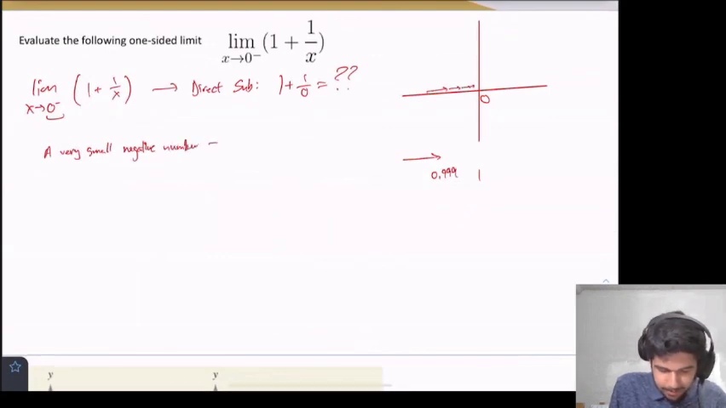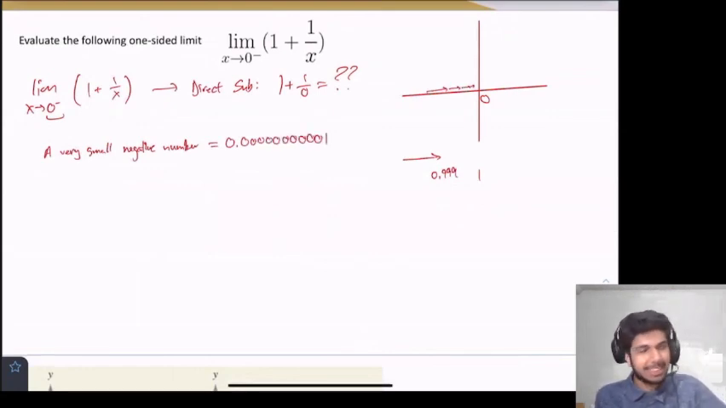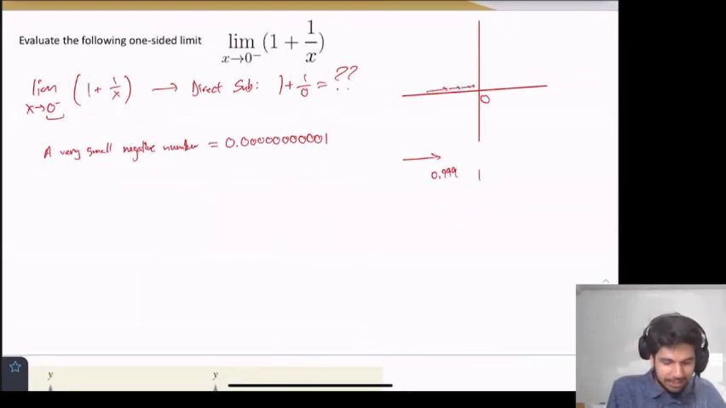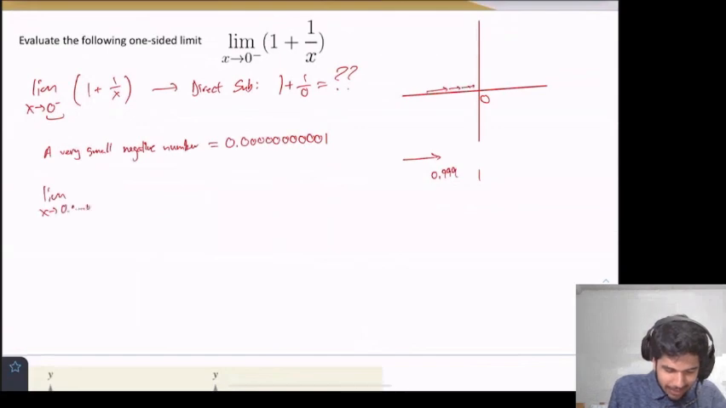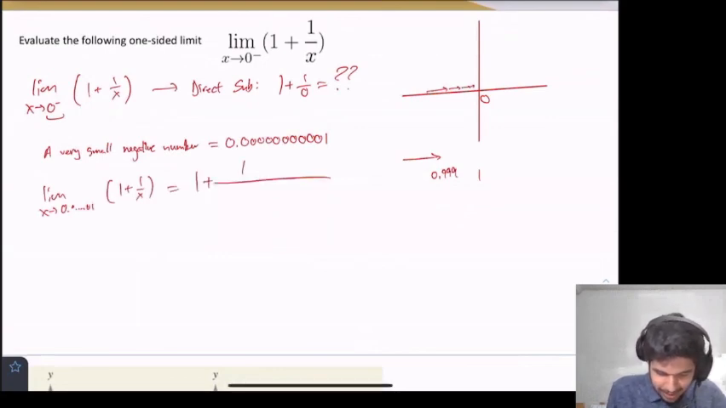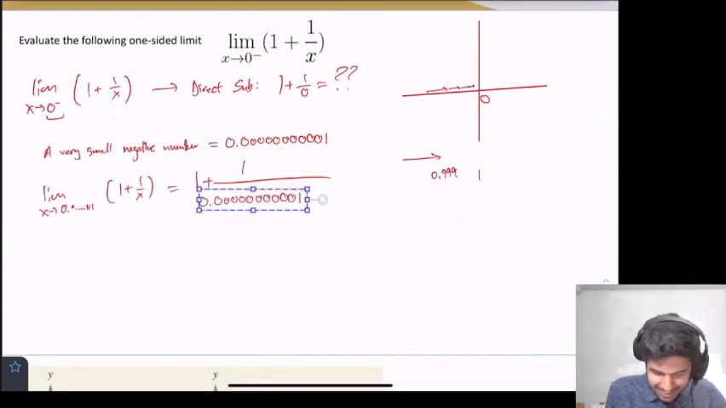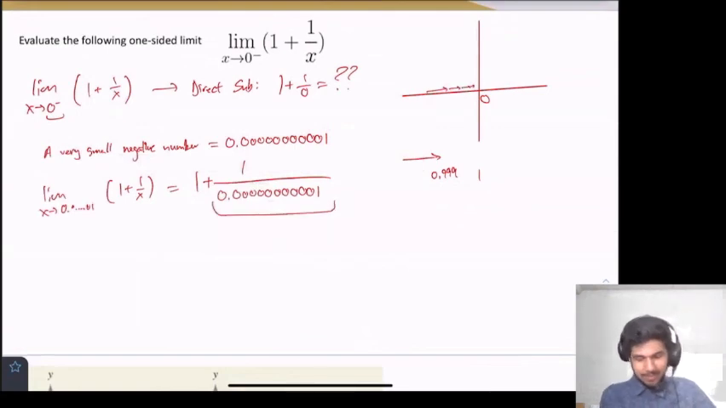Let's just say, for the sake of this, it's 0.0000000000001. Now let's try to evaluate the limit. So the limit as x approaches 0 of 1 plus 1 over x equals 1 plus 1 over, and I'm gonna do some technology here, 1 plus this. Well, what is this?